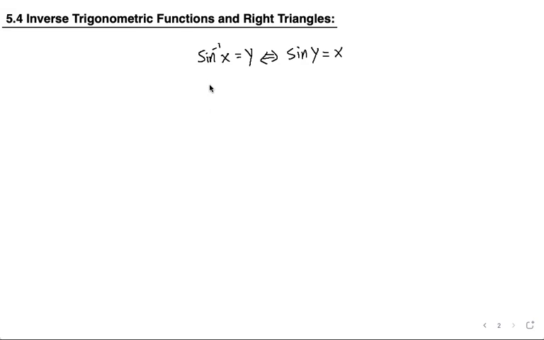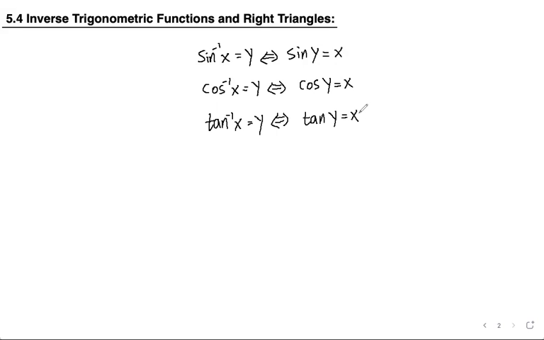Second, you have to know the same thing for the cosine inverse of x equal y. This means the cosine of y equal x. And the same thing for the tan inverse of x equal y: tan of y equal x. And also you have to know the domain and the range for these functions.